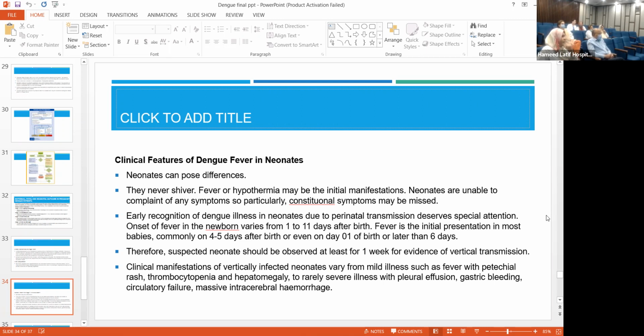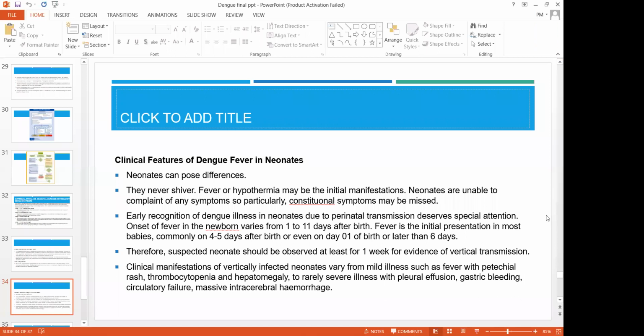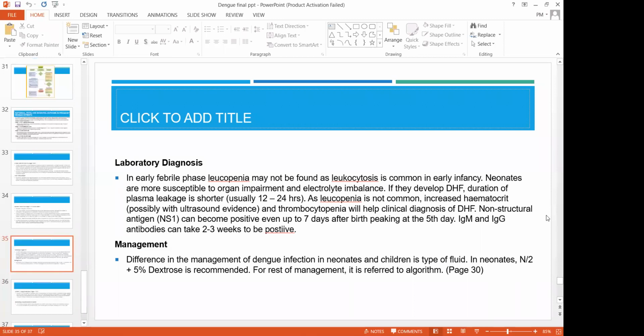Clinical manifestations of vertically infected neonates vary from mild illness such as fever with petechial rash, thrombocytopenia, hepatomegaly, to rarely severe illness with pleural effusion, gastric bleeding, circulatory failure, massive intracellular hemorrhage.